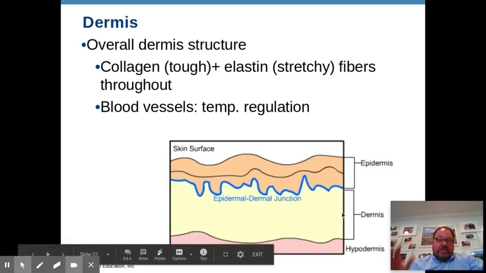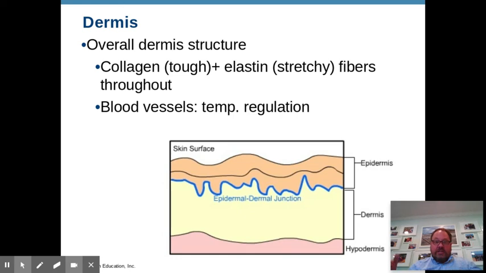Now, throughout the reticular layer, you have these collagen and elastin proteins. Collagen, again, makes your skin tough so it doesn't rip. And then elastin makes it stretchy so that when you release that pressure, it goes back to what it was. So collagen and elastin are the proteins that make up the bulk of the dermis, and they make the skin tough and stretchy. Now, blood vessels.